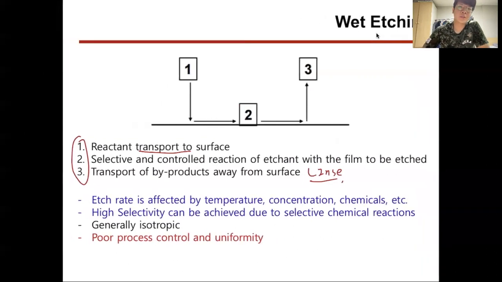Wet etching is, as I said, generally isotropic. It is hard, and important, to etch evenly. So sustaining the temperature and concentration is very important.